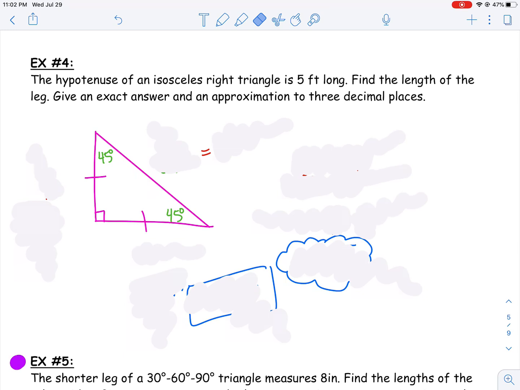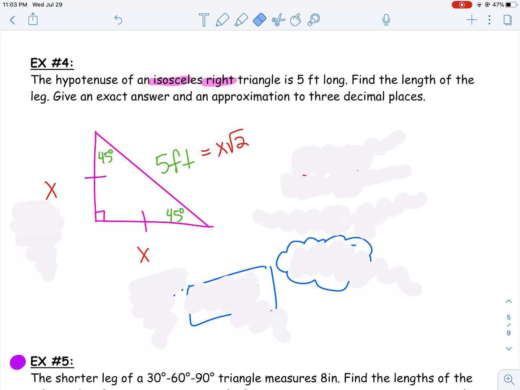Example number 4 says the hypotenuse of an isosceles right triangle. So again, we have an isosceles right triangle, a 90 degree and then two 45 degrees because the two sides are the same. The hypotenuse this time is 5 feet long. All right, let's label that. Find the length of the two legs. Give an exact answer and then a decimal to 3 places. So the relationship on a 45, 45, 90: this side is x, the other side is x, or leg is x, I should say, and the hypotenuse is always x rad 2. This time, we don't know what the two legs are. We only know what the hypotenuse is.